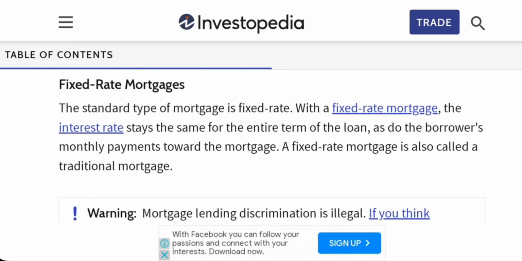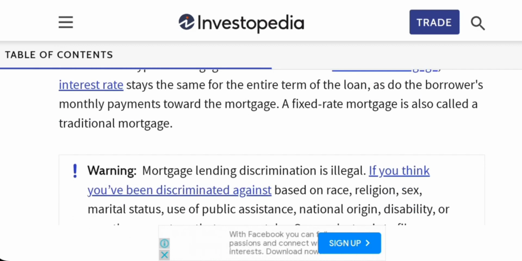Fixed rate mortgages. The standard type of mortgage is fixed rate. With a fixed rate mortgage, the interest rate stays the same for the entire term of the loan, as does the borrower's monthly payment toward the mortgage. A fixed rate mortgage is also called a traditional mortgage.